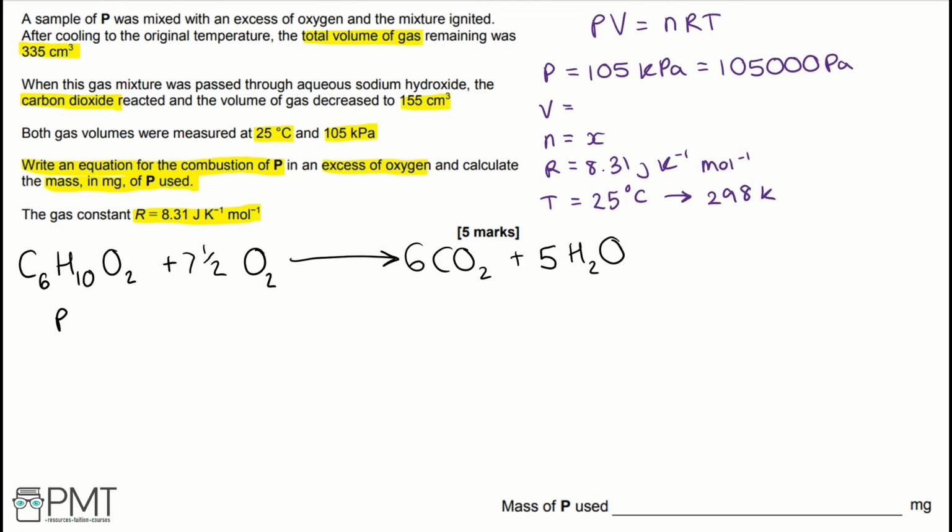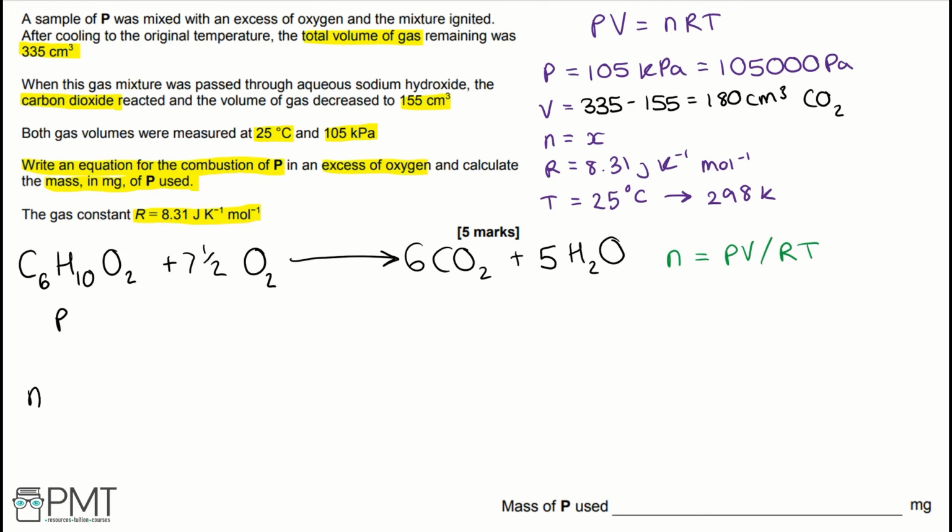So working out volume firstly, that's going to be 335 minus 155 equals 180 centimetres cubed of carbon dioxide. And now we can rearrange this equation to work out the number of moles. So rearranging, we get that number of moles is equal to PV divided by RT. So we can plug in all the numbers here.